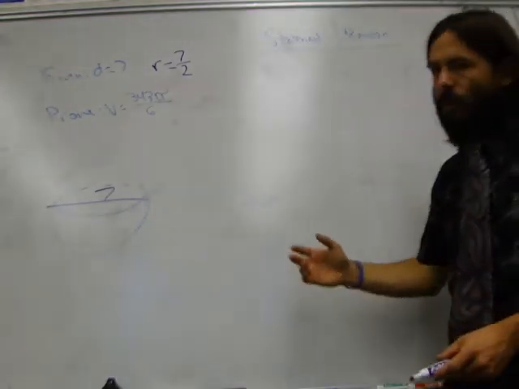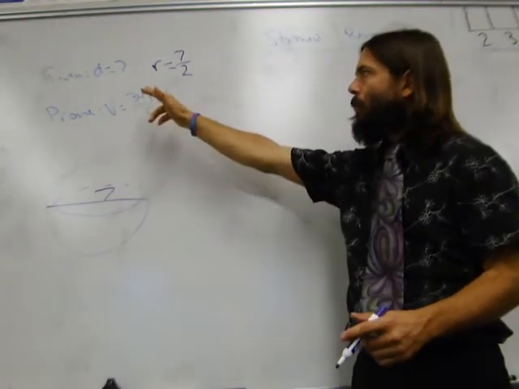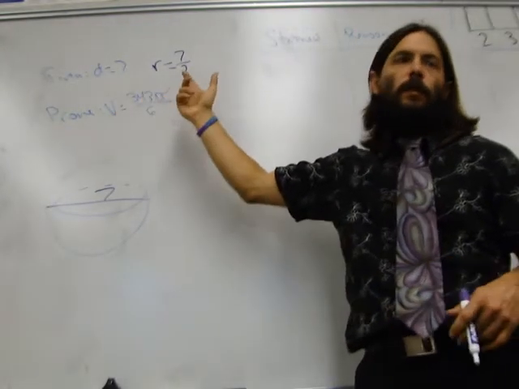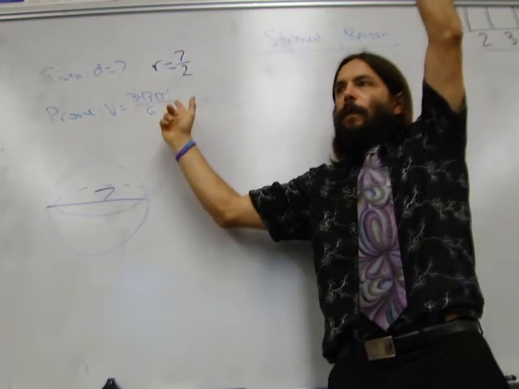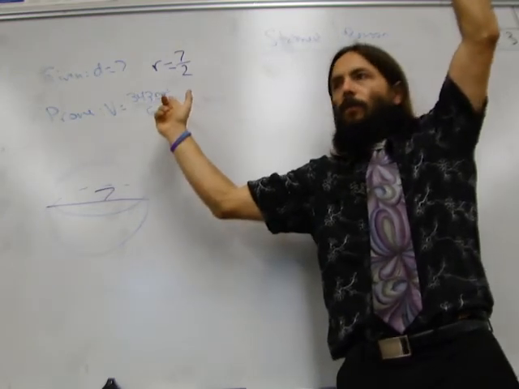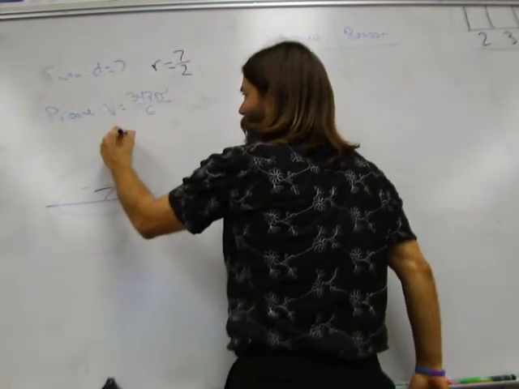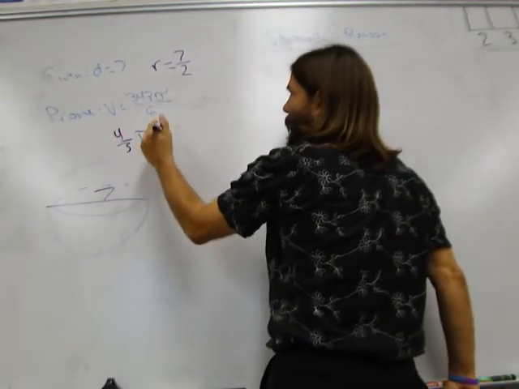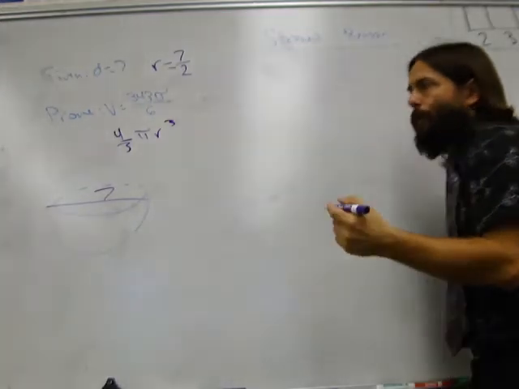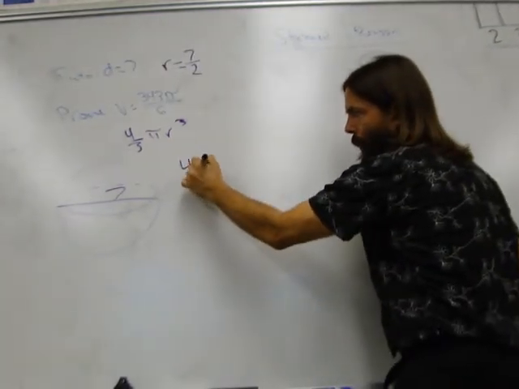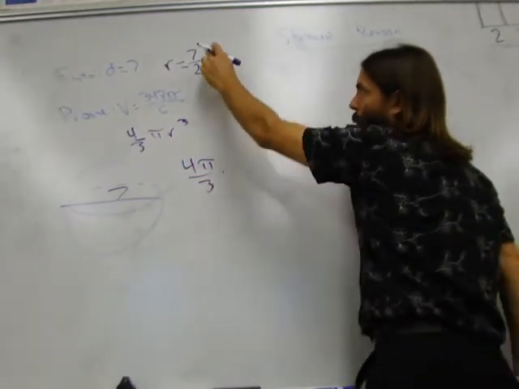Okay. So we're going to prove that the volume equals 343 pi over 6. Raise your hand if you think that's kind of an intimidating looking number. Then you will be surprised how easy this problem is. Cool. All right, the volume is 4 over 3 pi times the radius cubed, right? Yeah. So I rewrite it as 4 pi over 3 times the radius, which was 7 over 2.